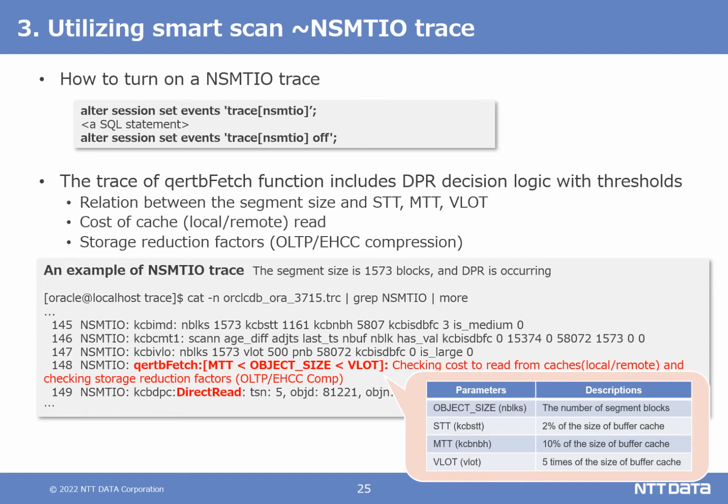In addition to the threshold, it is written that the DPR decision can be affected by the cost to read from the local buffer cache or cache fusion, and compression state such as OLTP or Exadata hybrid columnar compression. As you can see, it is very complex to understand the logic, and I think the only effective way is to look at the trace for a specific query and see what is happening in your own environment.